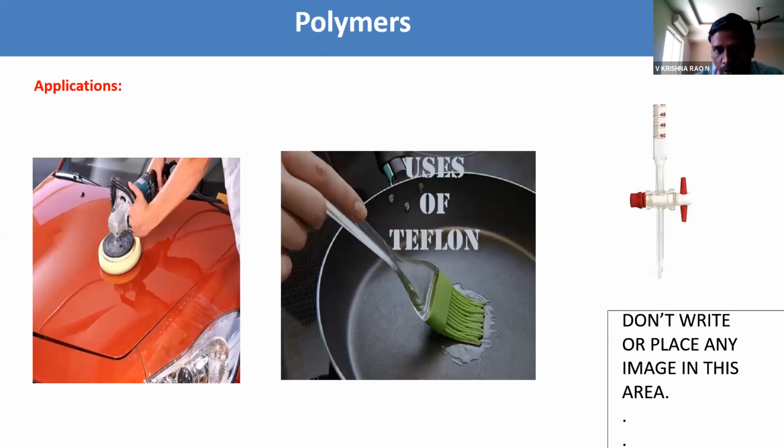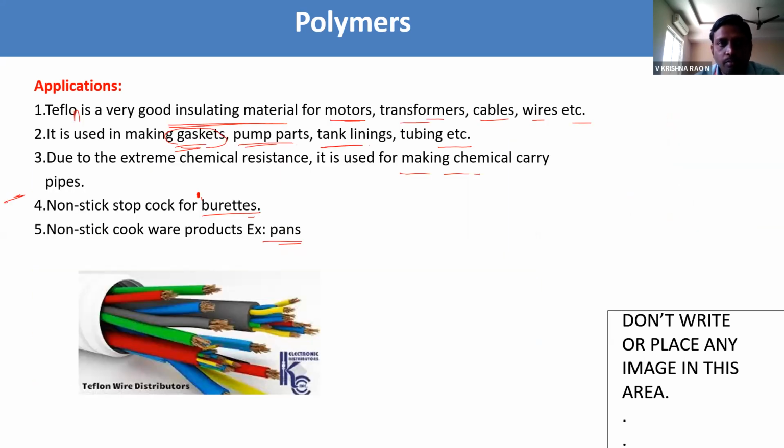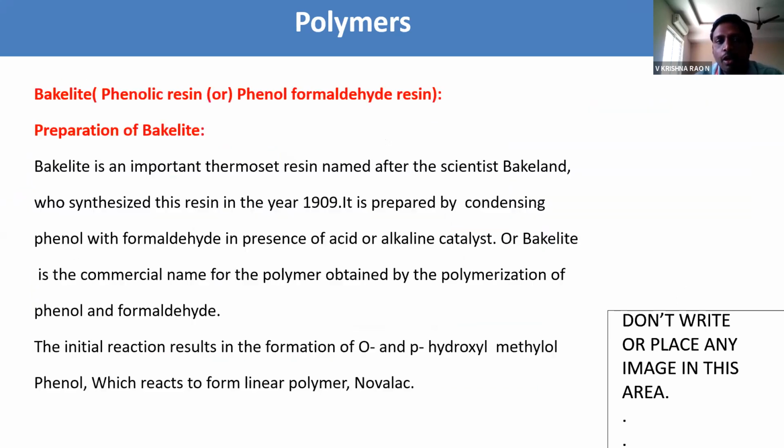Uses of Teflon: in the preparation of rubbers, tires. It is a very good insulating material for motors, transformers, cables, wires, etc. It is used in making gaskets, pump parts, tank linings, tubing, etc. Due to the extreme chemical resistance, it is used for making chemical carry pipes, non-stick stopcocks for burettes, and non-stick cookware like pans, where we use the Teflon material.